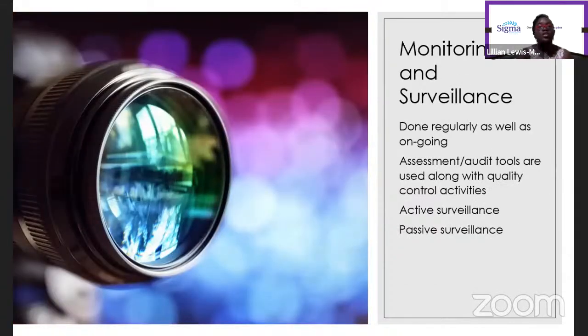Monitoring and surveillance. This is done regularly as well as on an ongoing basis. There are assessment tools that are used, there are audit tools that are used, along with quality control activities. And there's both active surveillance as well as passive surveillance. All right. In active surveillance, it means that you are going and searching each day. You search for cases, as an infection prevention control nurse, you go through the admission books and you pick up any cases based on the diagnosis. And for the passive ones, these are cases that would have occurred, that in retrospect you are going to get those reports. You're going to recognize that, oh, we had an outbreak because of X or Y. So there's both active surveillance as well as passive surveillance.